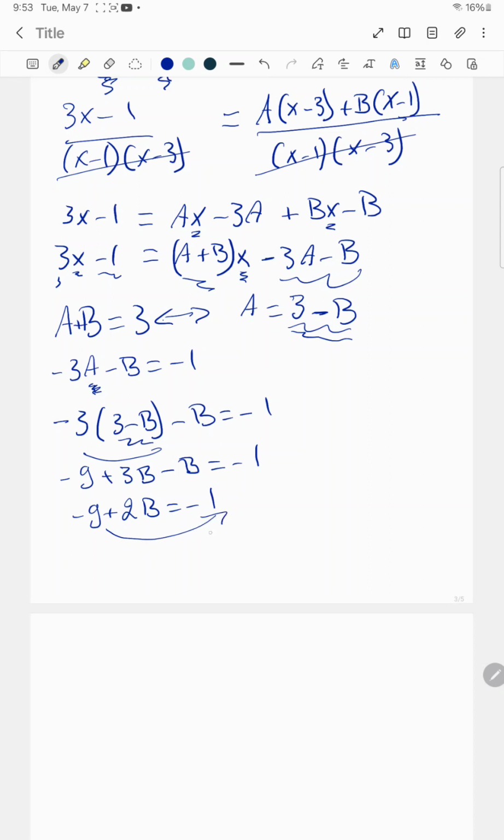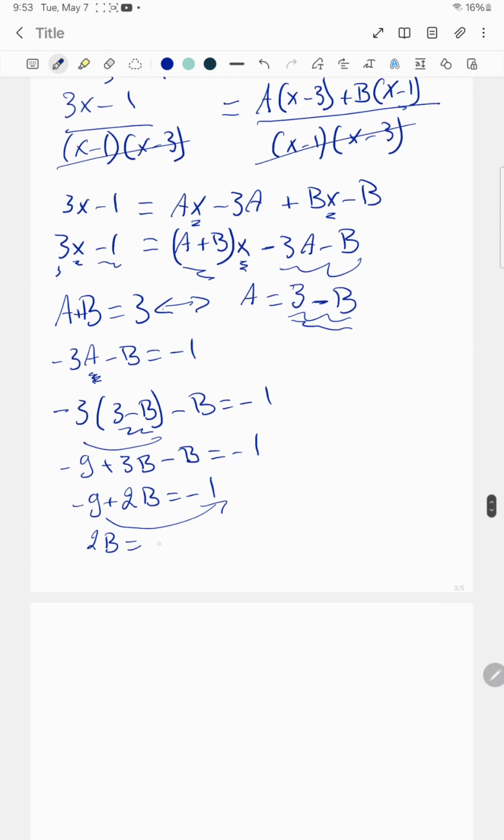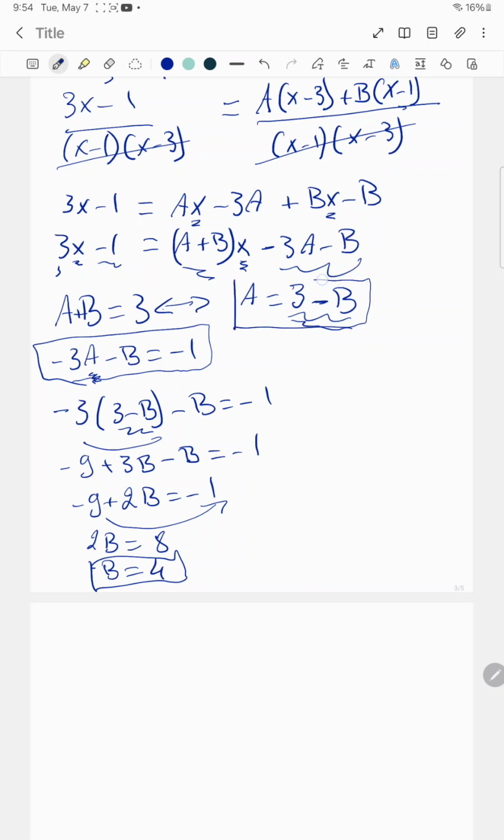And then the minus 9 comes here. It becomes plus 9. I will have 2B is equal to minus 1 plus 9, which is 8. So B is equal to 4. I found my B here. Let's find A. All I have to do is replace B by its value in that formula and I'll find my A. It's easier for me to replace it here. I replace B by its value and I find my A.